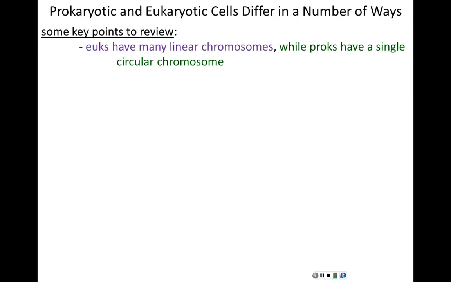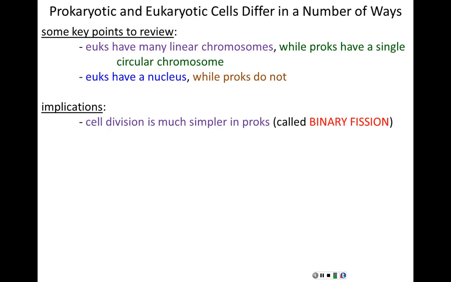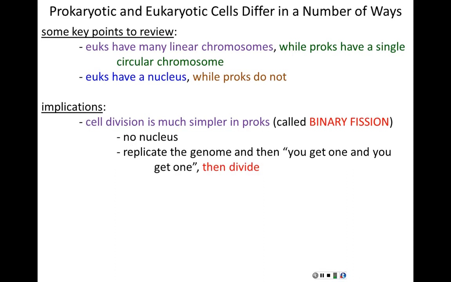First, we have linear chromosomes, while prokaryotes have single circular chromosomes. We have nuclei, while prokaryotes do not. The implication of these observations is that cell division is a much simpler process in bacterial cells. We actually don't call it cell division, we call it binary fission, but that's okay. No nucleus means that you can just take your single genome, copy it, and then deal out that deck of 2 cards, saying, you get a chromosome, and you get a chromosome, and we're done.